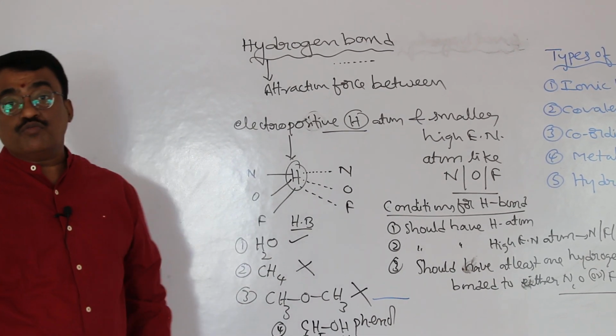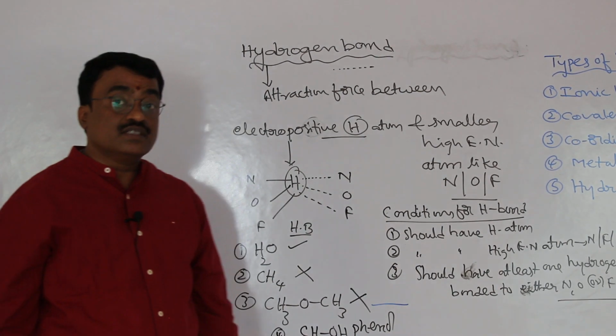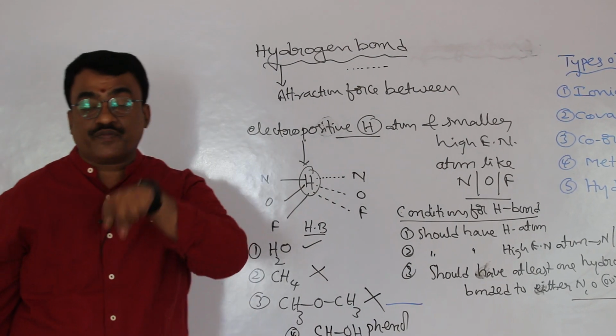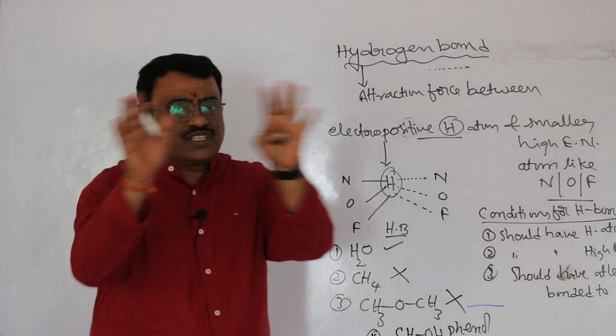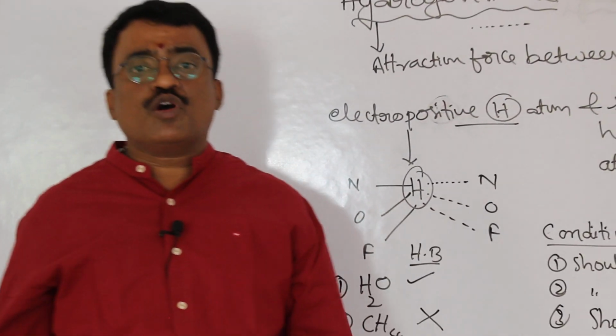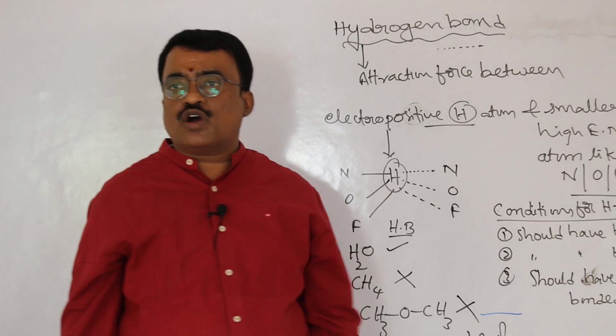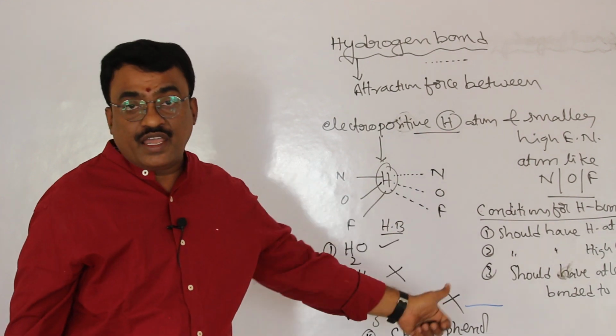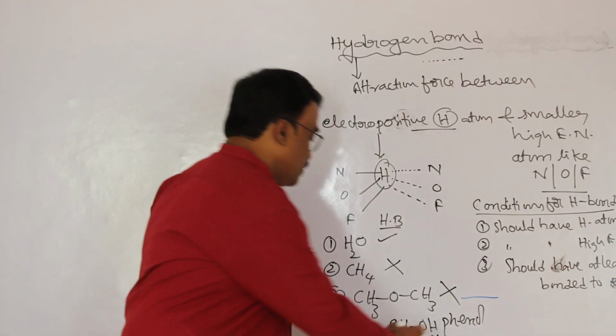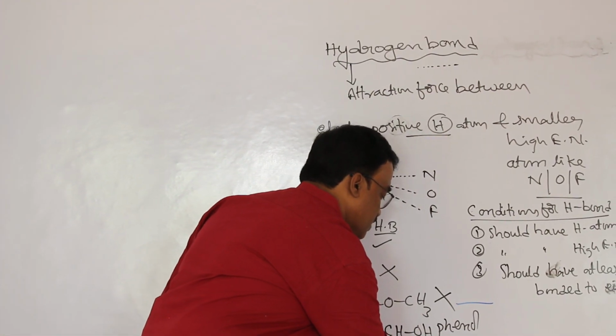Does it have a hydrogen bonded to a highly electronegative element? Yes. How many are there? Only one. Hydrogens are there, 6 hydrogens, but all 6 do not get involved in hydrogen bond formation. Which hydrogen will get involved in hydrogen bond formation? The hydrogen bonded to the highly electronegative oxygen, this only. Am I right? So it forms a hydrogen bond here.